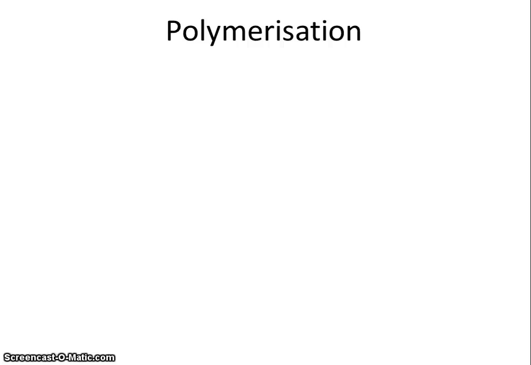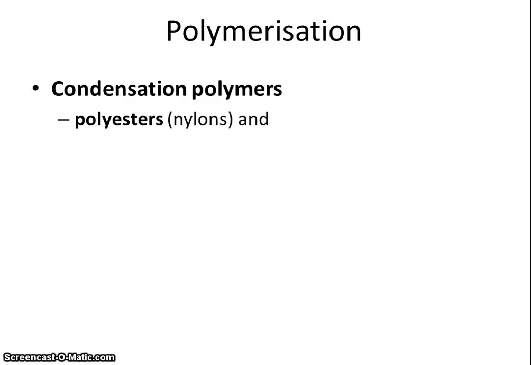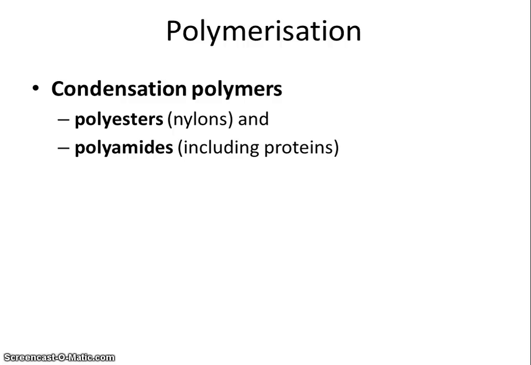Okay, so polymerization continued on. This year we're looking at condensation polymers. So you need to remember all the stuff about addition polymers, but you also need to know about condensation polymers. So for condensation polymers, we have two types that we're going to look at this year, which are polyesters, and polyamides, which include proteins.